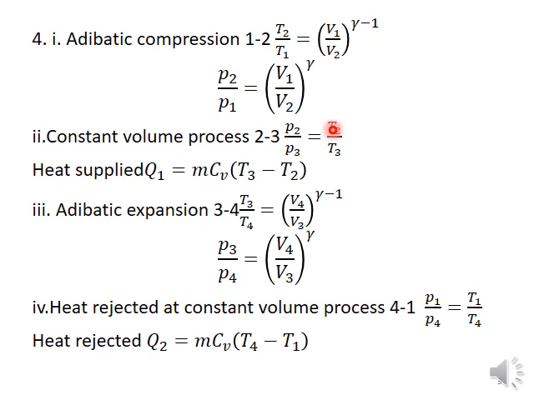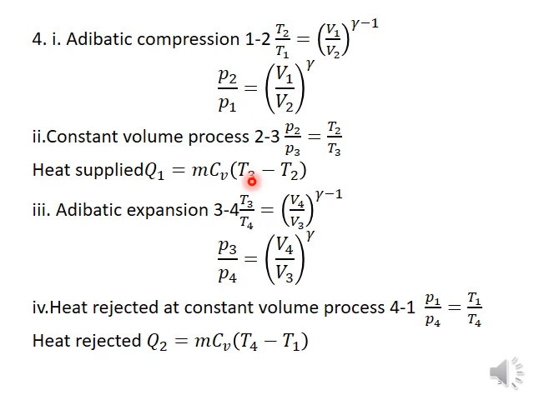Due to the heat addition, there is also an increase in the entropy. So here we are giving heat to the system in the process 2 to 3. So heat supplied is represented by Q1. Q1 is equal to mCv (T3 minus T2), where m is the mass of the fuel, Cv is the calorific value of the fuel, and T3 and T2 are the temperatures at point 3 and point 2.